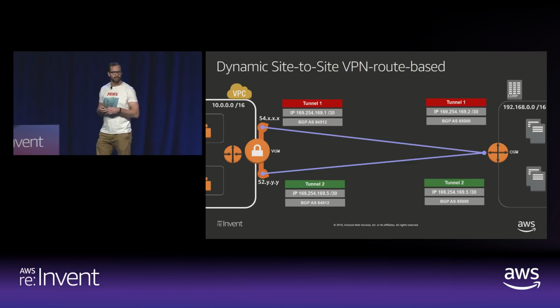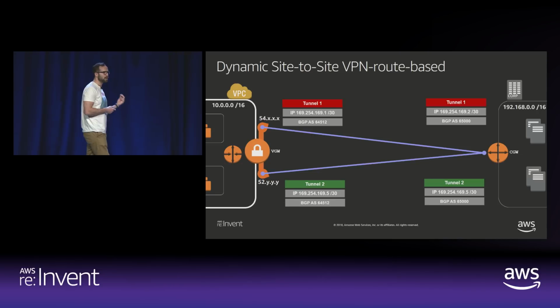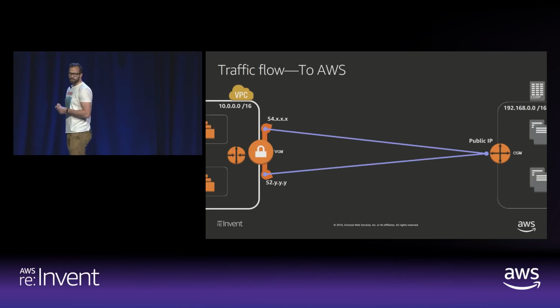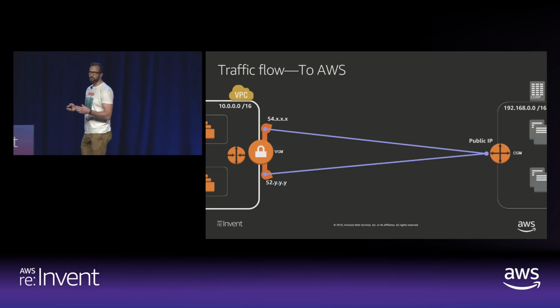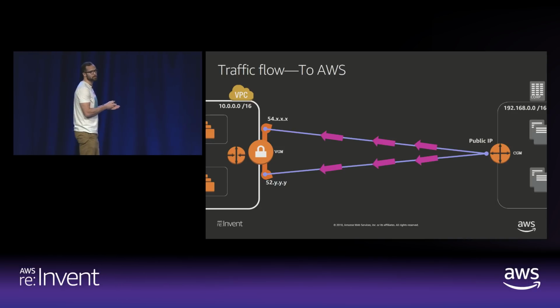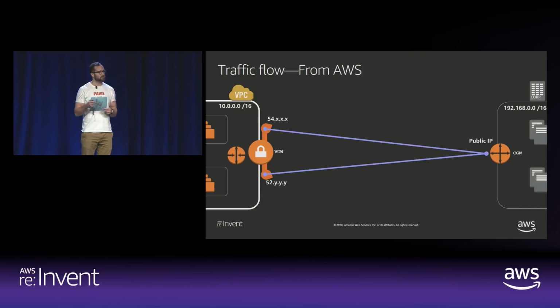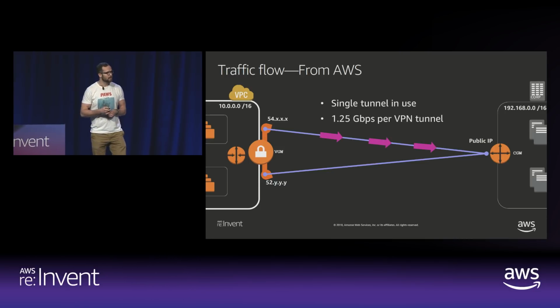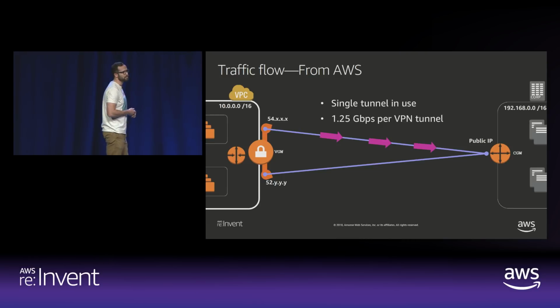The routes are exchanging, and you have 2 paths from on-premise to the VPC and 2 paths from the VPC to on-premise. So let's follow the traffic flow to see which paths are actually being used. If you're sending traffic to AWS, you can override the defaults and allow for both tunnels to be used for sending traffic into AWS, into your VPC. However, in the other direction, the VGW will always pick one tunnel to send traffic back to you, even if it has 2 paths that are equal cost. And a single tunnel can support up to 1.5 gigabits a second of throughput.